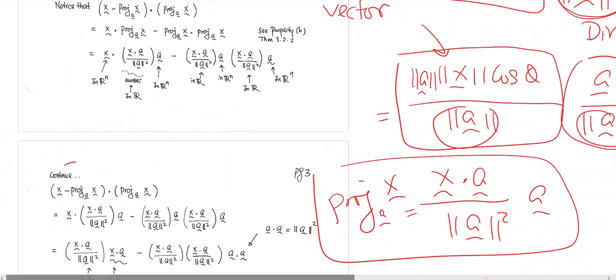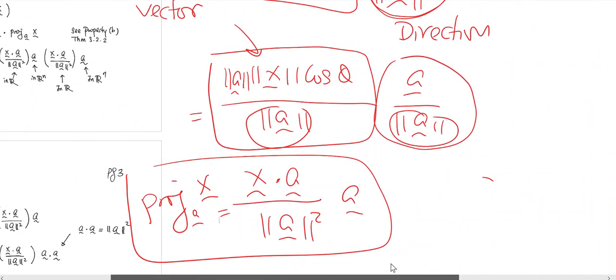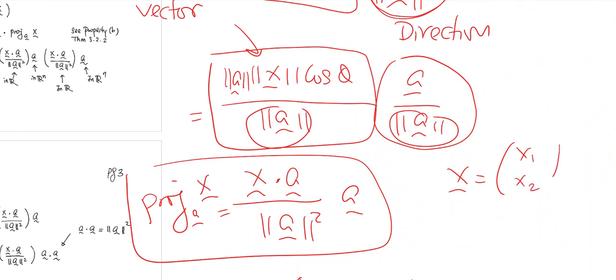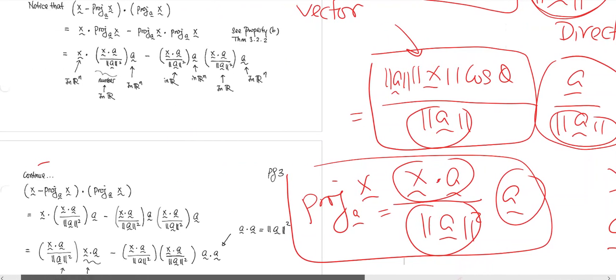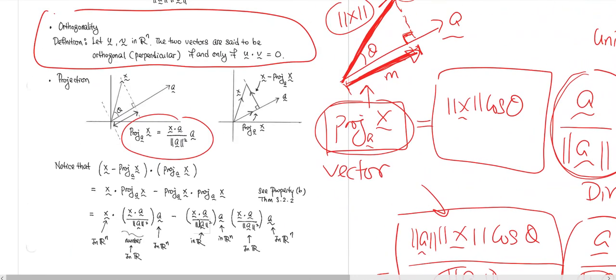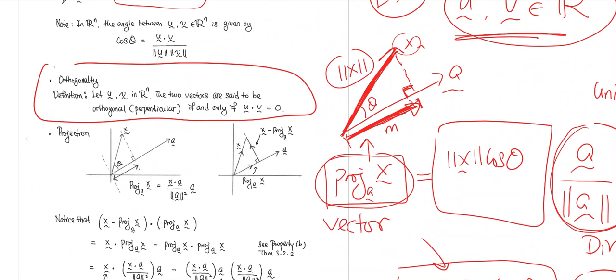And computationally, this is easy to compute because, as I said, most of the time your x is given like this, x1, x2. Your a is given like this, a1, a2. And all these are computationally easy. We can just multiply everything out to get this. We know this, we know this. Everything will be cool. We don't even need to know the theta because we don't need that anymore. Okay? So those are the projection formulas.